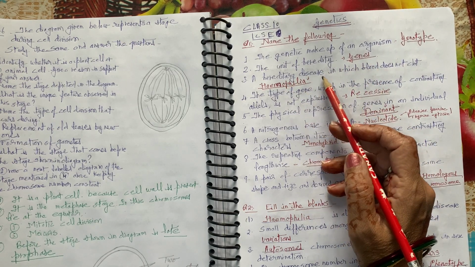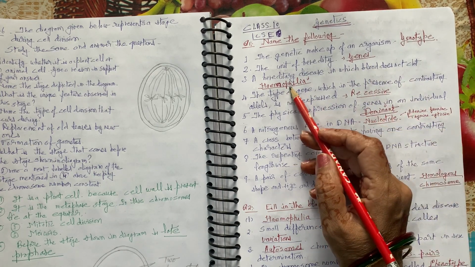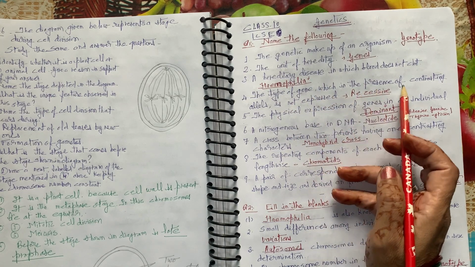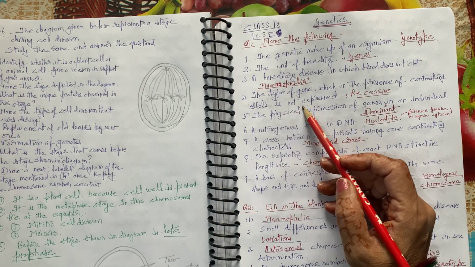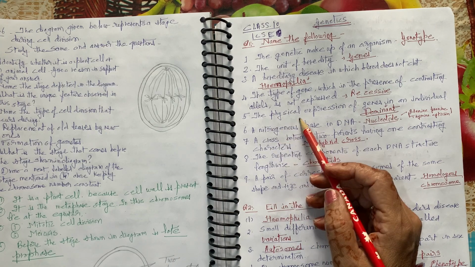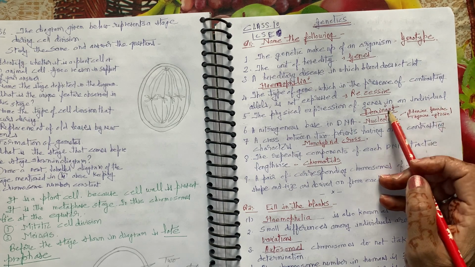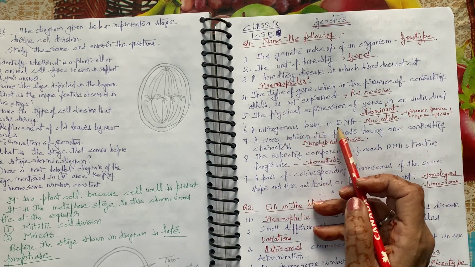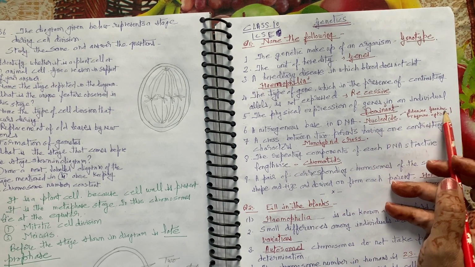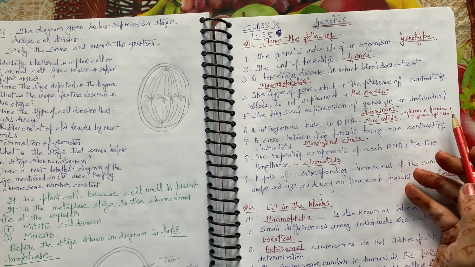A hereditary disease in which blood does not clot: it is hemophilia. The type of gene which, in the presence of contrasting alleles, is not expressed: it is recessive. Next, the physical expression of genes in an individual: it is the dominant character. The nitrogenous bases in DNA are in the nucleotide. Nucleotides have four types: adenine, guanine, thymine, and cytosine. Adenine always pairs with thymine, guanine always pairs with cytosine.